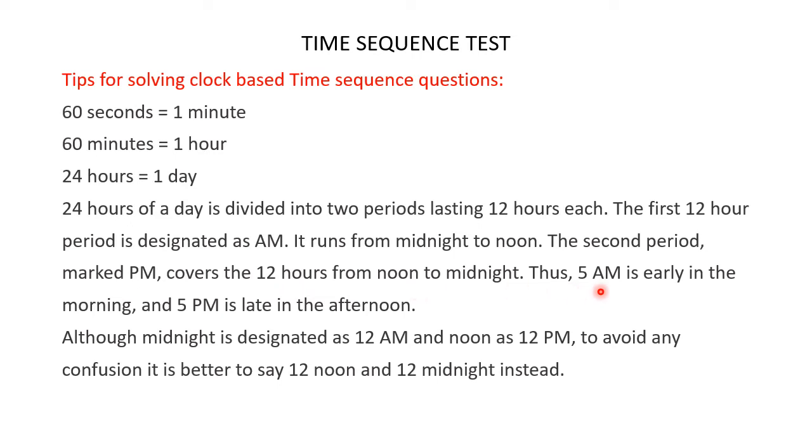Thus 5 a.m. is early in the morning and 5 p.m. is late in the afternoon. Although midnight is designated as 12 a.m. and noon is designated as 12 p.m., to avoid any confusion, it is better to say 12 noon and 12 midnight instead.